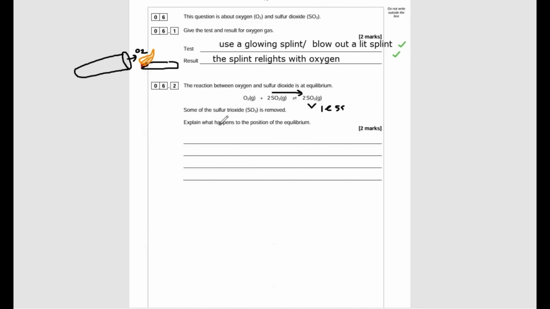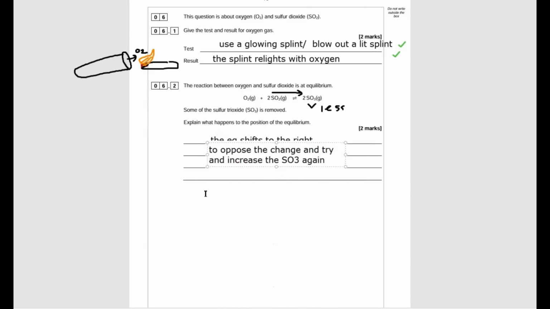So some of the sulfur trioxide is removed. What happens to the position of equilibrium? You're going to get 1 mark for the description. You should write the equilibrium position shifts to the right. So it's going to move to the right. Why? To oppose the change and try and increase the SO3 again. So it's doing Le Chatelier's principle, trying to oppose the change by breaking down some of the oxygen and sulfur dioxide to make more SO3, because you removed some, you naughty scientist.